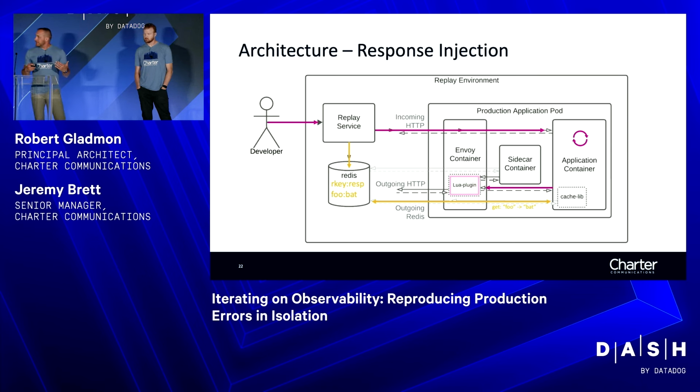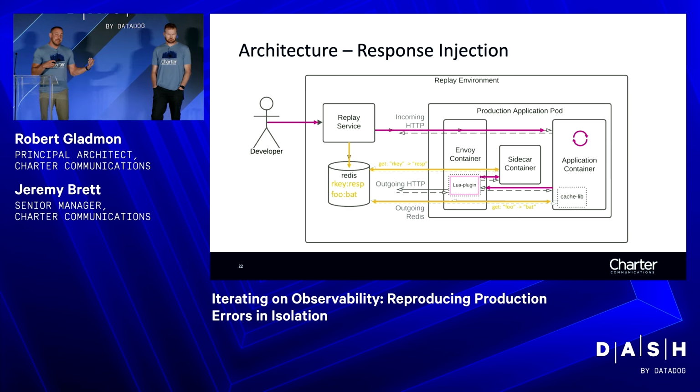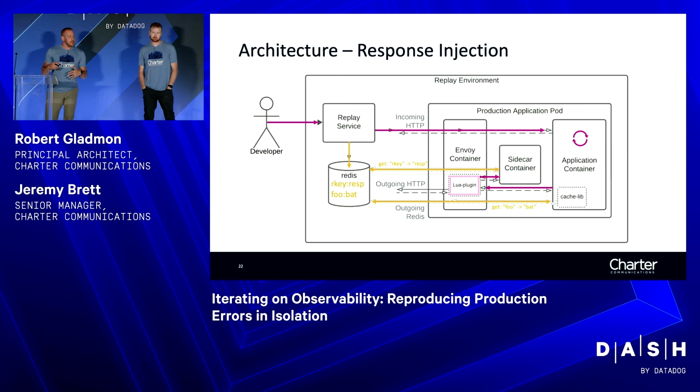So when it makes its outbound HTTP request, again, it traverses through Envoy, and here we have our Lua plugin. What our Lua plugin does is take that request and first send it to our sidecar application, which then takes the information of that request, builds a request key, and looks it up in Redis. It sees that there's a response to inject, so it takes that response, sends it back to our Lua plugin, which then writes back the original headers, response headers, and response body back to our application container. So at this point, our application container made a request out, and it got a response back without that request ever leaving the application container itself.